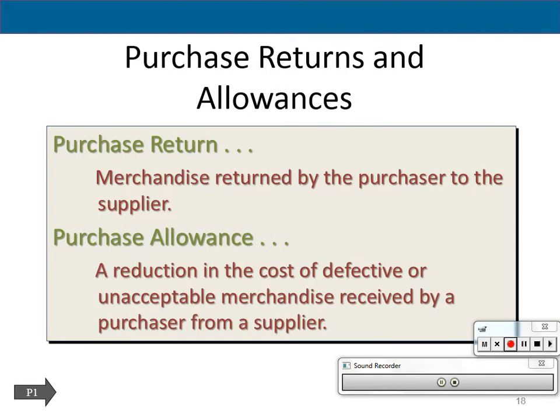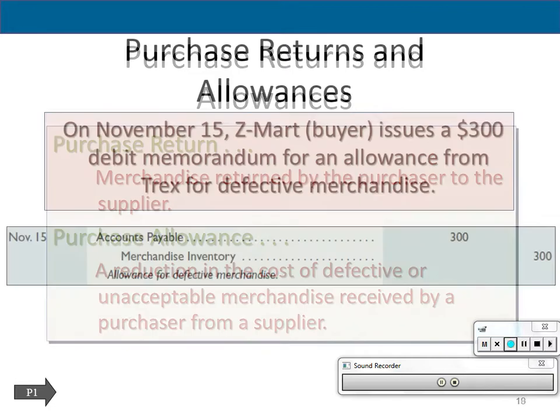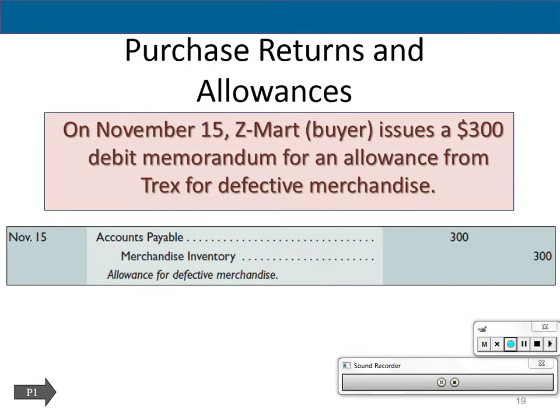Now purchase return. Sometimes you may have to return inventory back to the supplier for whatever reason, and sometimes something may be defective or broken or something like that, and you may have to still return it. And instead of you getting money back, you would get an allowance or a credit. So here's how that works.